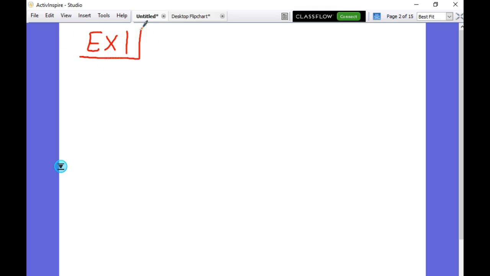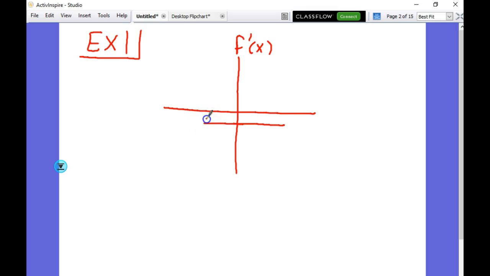The first thing I want to look at is a first derivative graph. And that first derivative graph is going to look like this. And my goal is I want to sketch f of x. I'm going to put a possible graph, and I'll explain why I say possible in a minute.